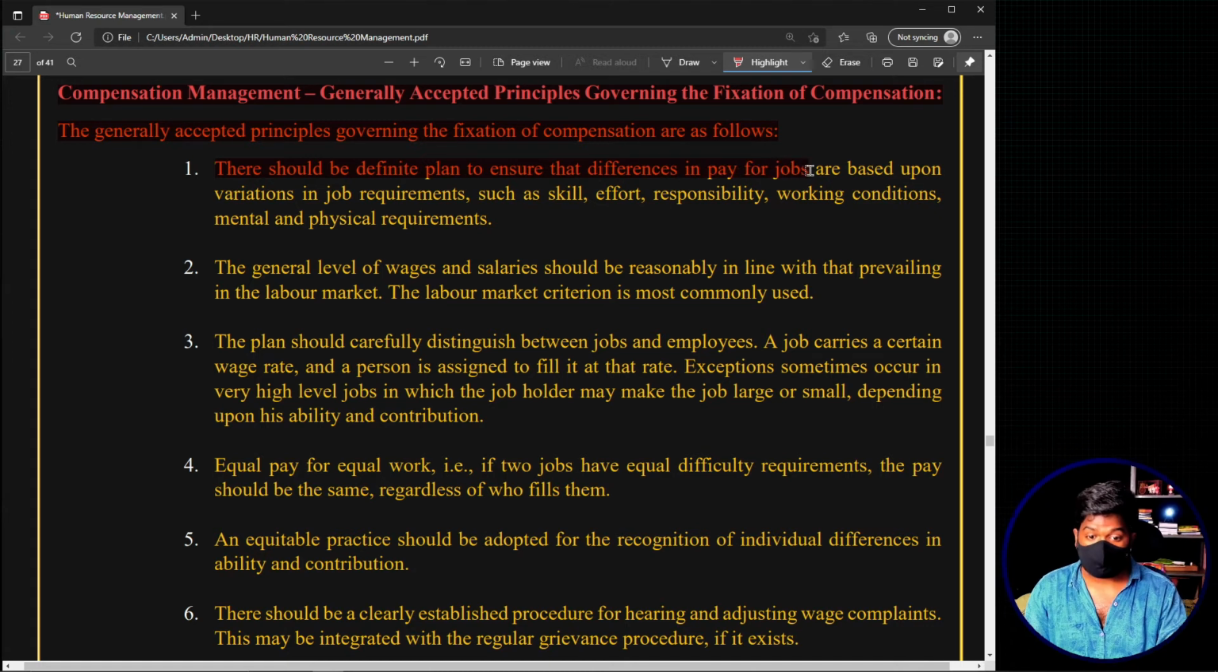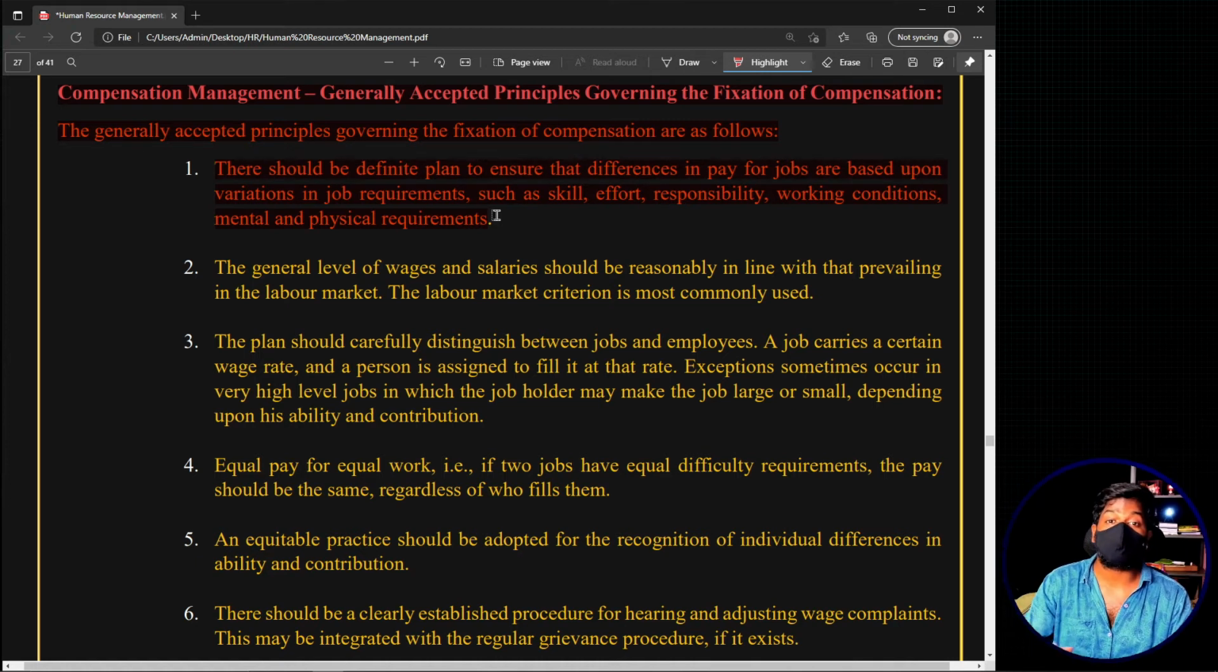Now, the first principle is there should be a definite plan to ensure that the differences in pay for jobs are based upon variations in the job requirements, such as skills, effort, responsibility, working conditions, mental and physical requirements. That means we have to ensure that there are differences in the compensation based on the variations in the skills and the efforts required. It may be physical effort or mental effort and all these things. Based on the differences, the compensation also should be varied. We have to ensure that. That is the first principle.